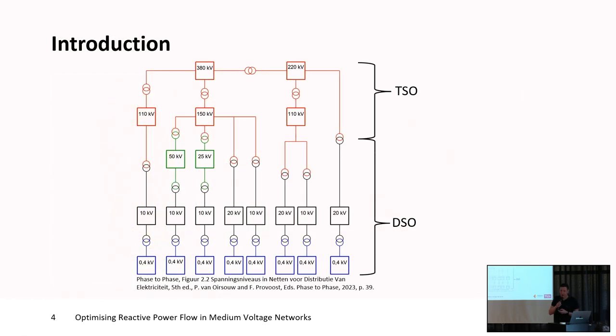So now we have the electricity grid, and the medium voltage network is operated by the DSO, the distribution grid operator, at voltage levels of about 10 to 20 kilovolts, as well as the low voltage part, which I will not dive into today. Then there is one interesting point, and that's the interchange between the TSO, TenneT in the Netherlands, and the DSO, Alliander for example. That is important because that's the point of exchange of reactive power that I'm going to talk about today.